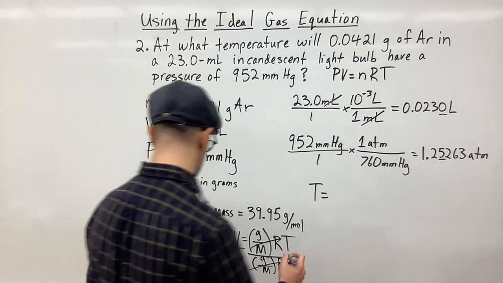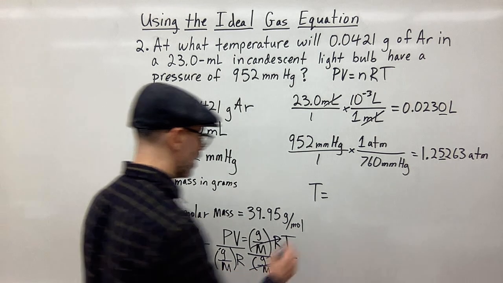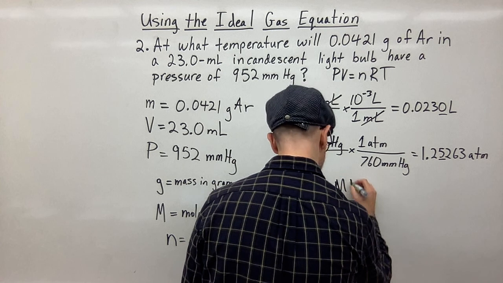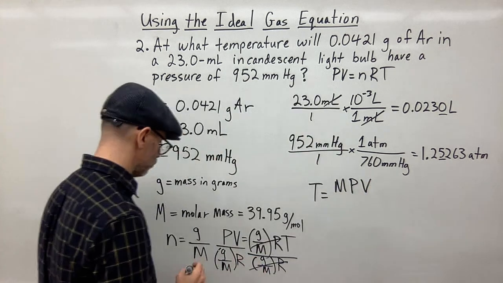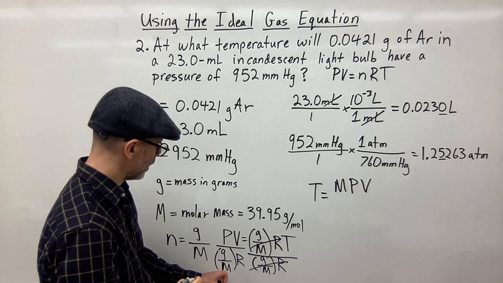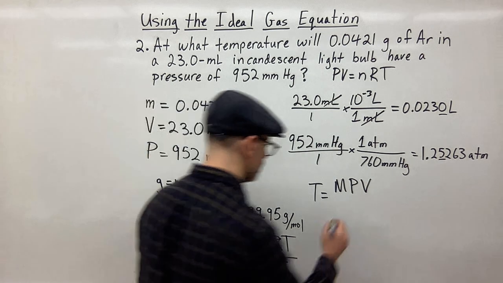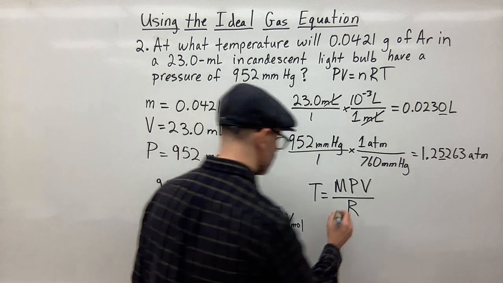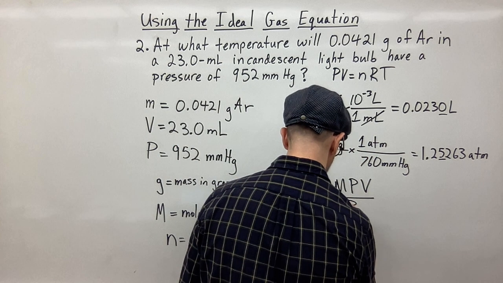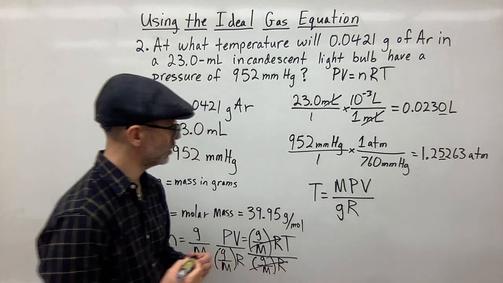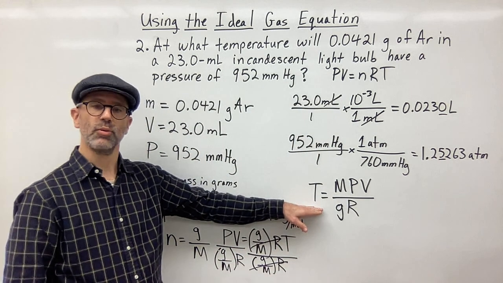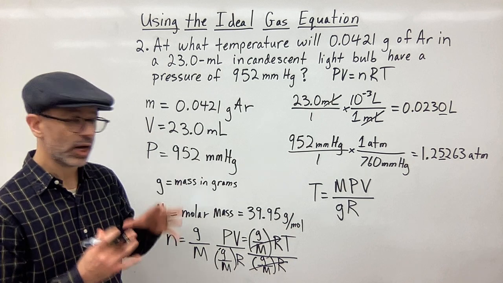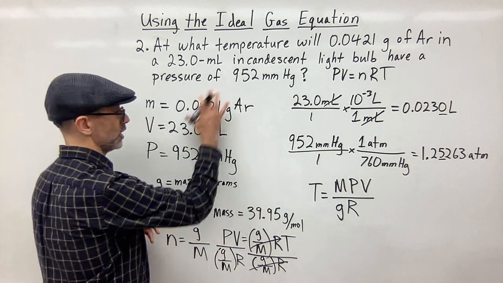So T then becomes, M goes on top. That's going to be equal to the molar mass times the pressure times the volume, and that's going to be divided by R, so R is on the bottom with G, being the mass in grams. So that's the equation solved for temperature.